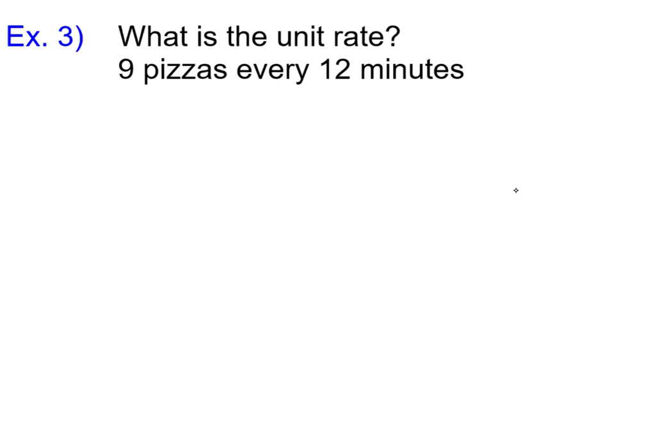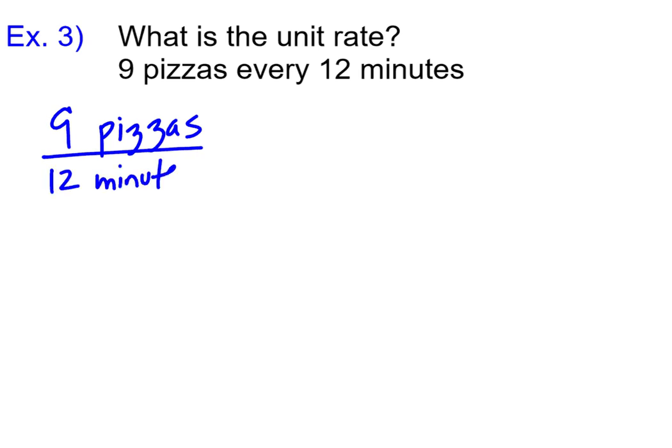So let's try this one now. Let's take a look at unit rate. Remember, unit rate is per 1. So let's first write the rate as it's listed. We have 9 pizzas every 12 minutes. So right now that's a rate, and we can probably reduce this a little bit more. But before I even get to that, I want to get a unit rate. So in other words, I need this to equal 1 minute. I need that denominator to be a 1.